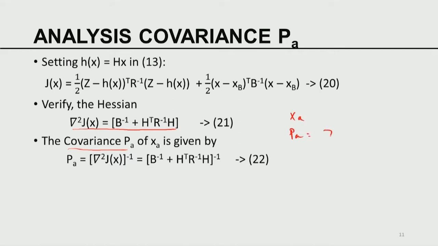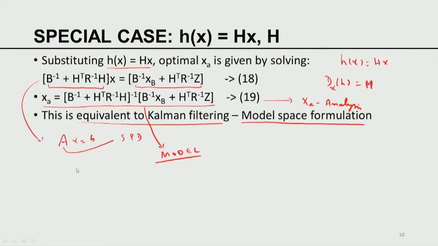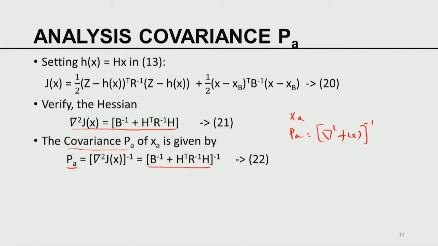PA is essentially X inverse, that is the Hessian. So this is the analysis covariance. So this is PA, the analysis covariance. So I have analysis XA from the previous slide given by equation 19. The analysis covariance is given by 12.